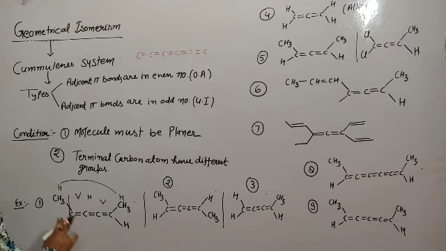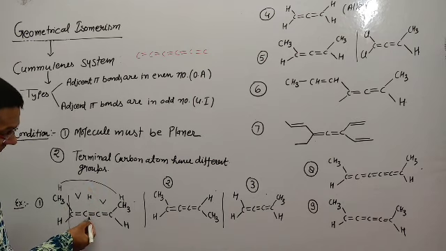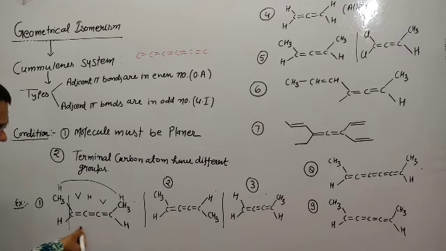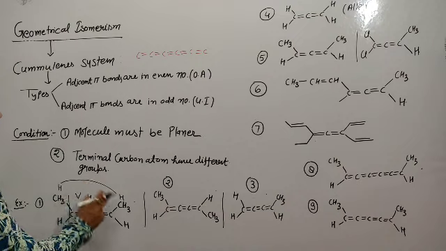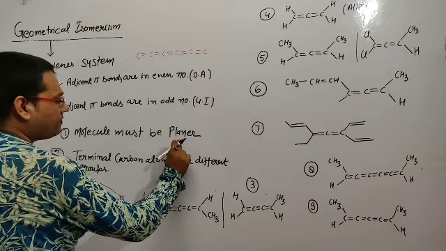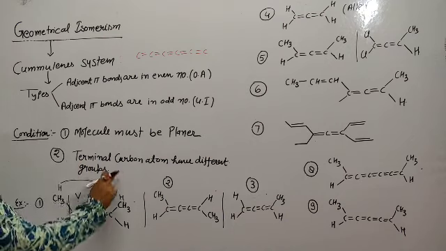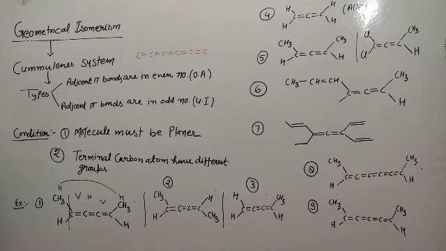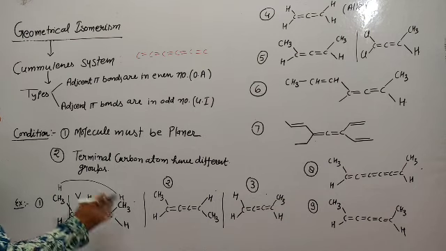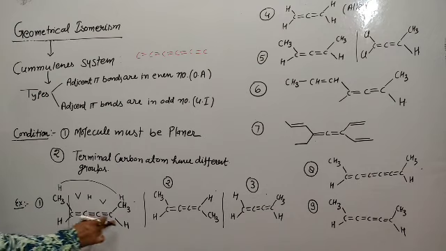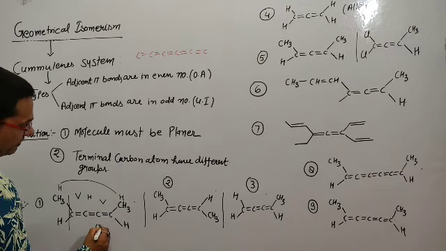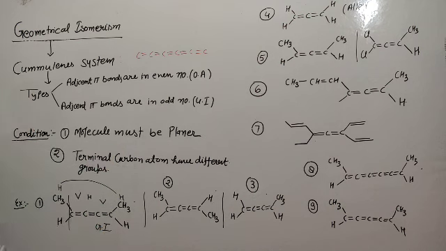When the terminal atoms lie in a horizontal plane, you have seen that if an odd number of double bonds are present, then the molecule is planar. Planarity is achieved, and the terminal groups have different atoms. Each terminal carbon atom has different groups, so this molecule shows geometrical isomerism. These two conditions are fulfilled.